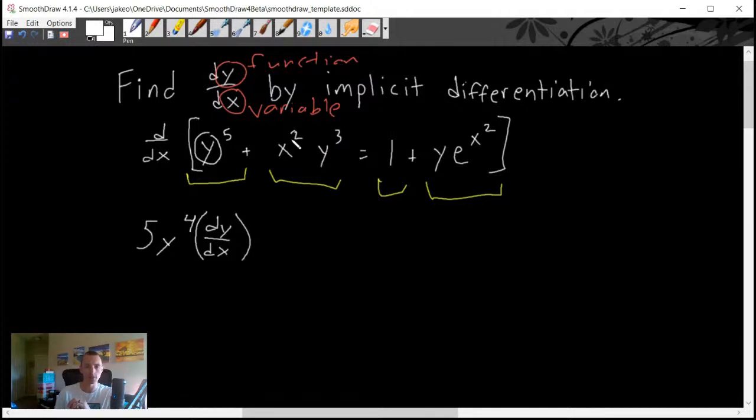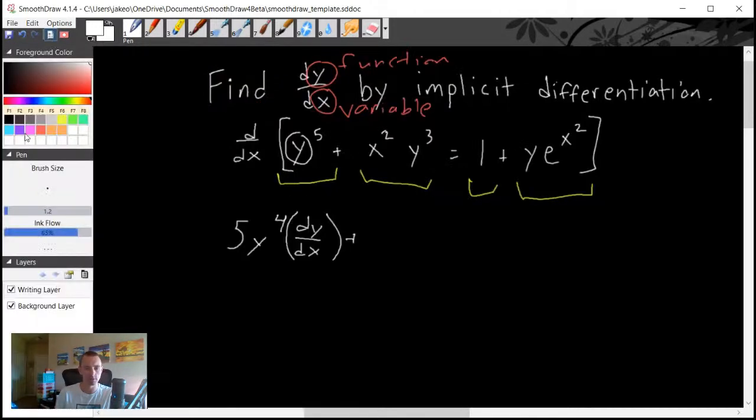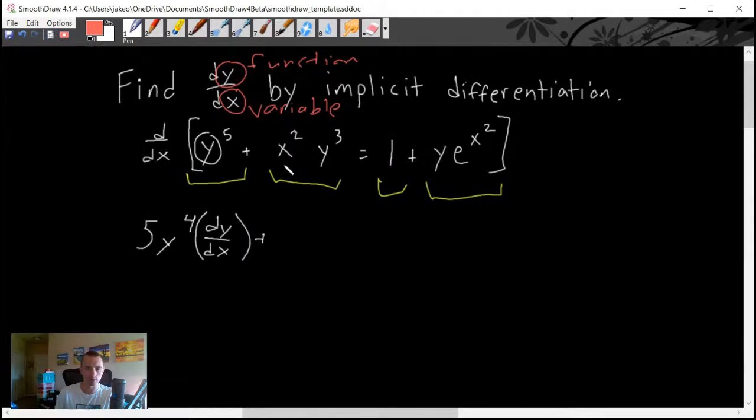Okay. Now for this next term, we're going to have to use the product rule. Let's make a little side problem out of this. We'll say this is one of our functions, this is our other function, and these two things are being multiplied together. So we'll say x squared is f and y cubed is g. Then we need to find f prime and g prime.